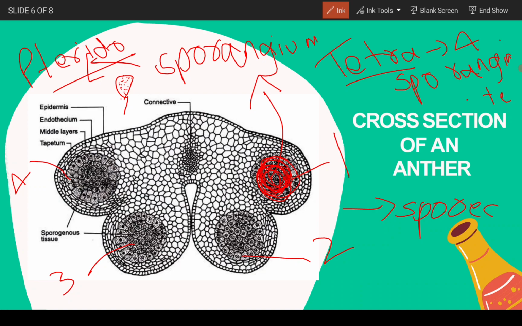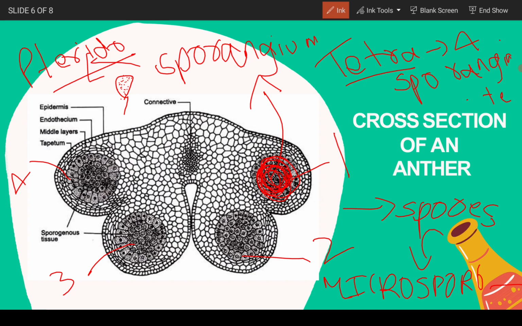Clear on this? This will be taken deeply in the next lecture, which is about microsporogenesis: what is sporangiate, how it produces spores, how the spores transform into gametes. You will be seeing that in the next session. But for this session, what you have to know is that these round structures which contain layers of cells are known as sporangium, and since they are present 4 in number, the anther is referred to as tetrasporangiate.